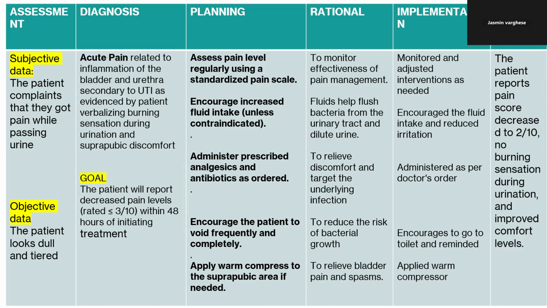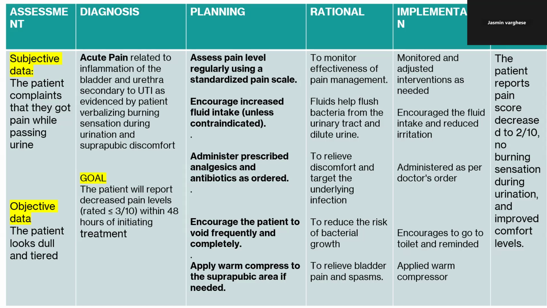Second one, encourage increased fluid intake to prevent the urinary tract infection or to dilute the urine. In the implementation column, encourage the fluid intake and reduce irritation. Next one, administer medication like analgesics or antibiotics depending upon the order, or as ordered, to relieve the discomfort and target the underlying infection. In implementation, you can write administered medication as per the doctor's order.